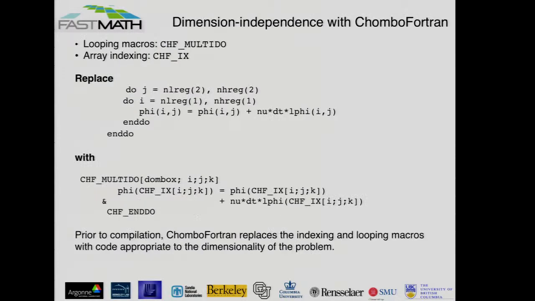On the Fortran side, this is how the dimension-independent code can be written now. Instead of having to write arguments like this, where you're explicitly marking the do loops, this is what the macro will generate for you. When you're writing the code, you say CHF_MULTIDO, and then you give the box and the field variables that you're working with, and Chombo Fortran will replace the indexing and looping macros appropriately depending upon the dimensionality of the problem.